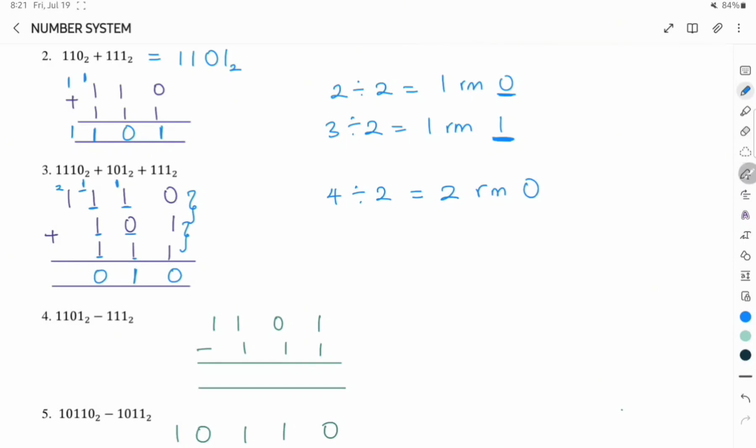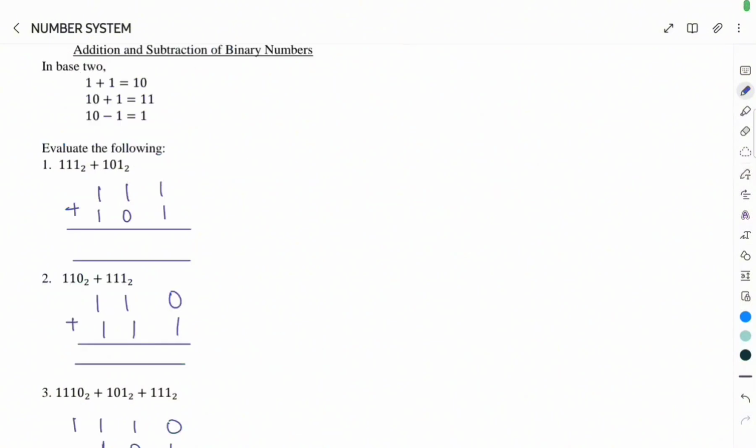Of course, we cannot write 3, Abby. We cannot write 3 in base 2. So you do that again. 3 divided by 2 is 1 remainder 1. So you write the 1 first, before you write the remainder first, before you now write the quotient. So that means the sum of these three binary numbers is equivalent to 11010 base 2.